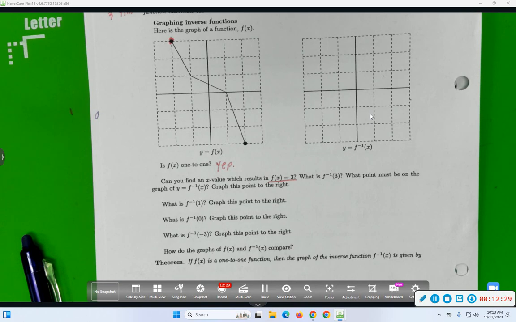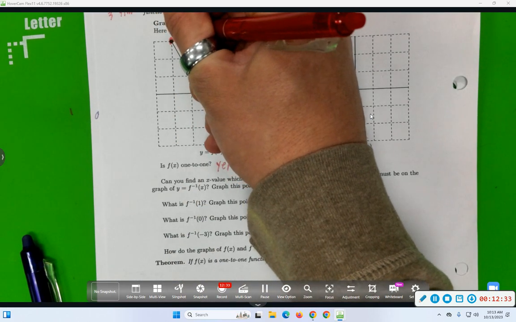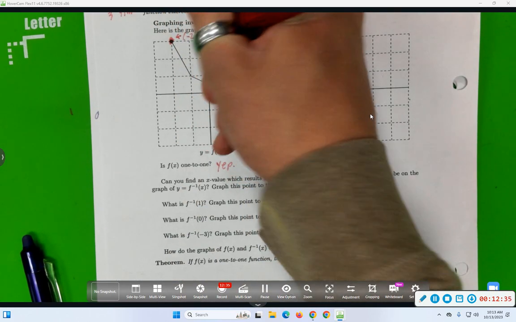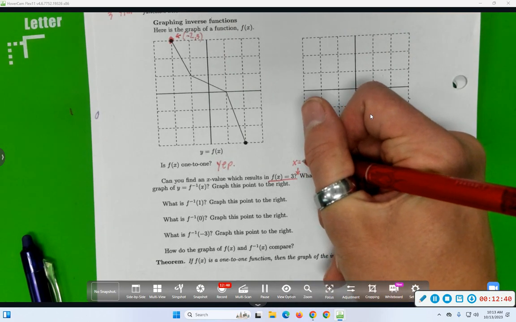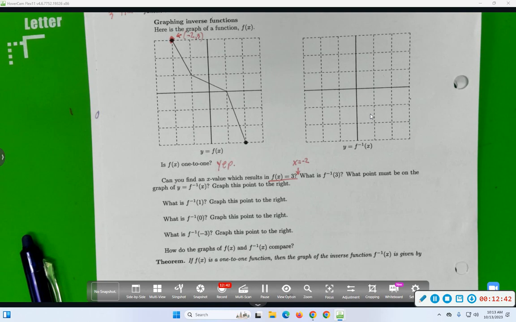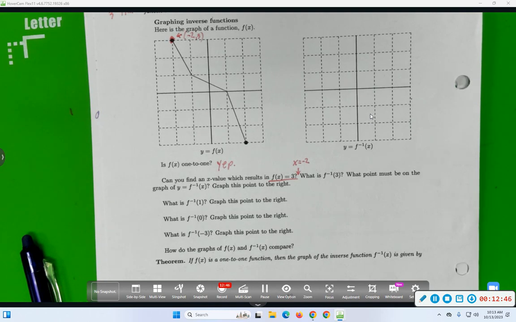Negative 2. People agree? Yeah. There's this point up here at negative 2, 3. So the answer to this question is x equals negative 2. All right. So that means that the original function sends an input of negative 2 to an output of 3. The inverse function is what you get if you swap the role of input and output. So based on that sentence then, what is f inverse of 3?